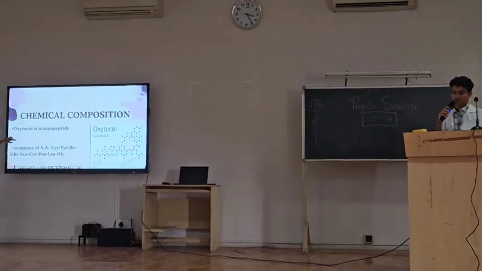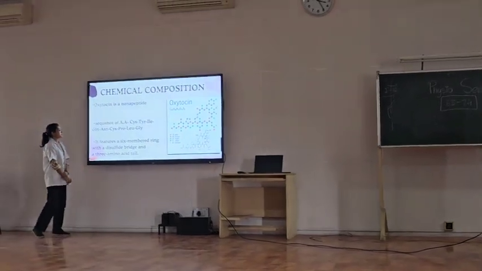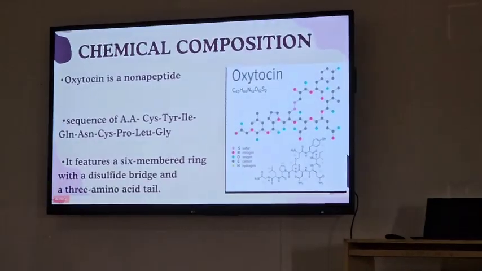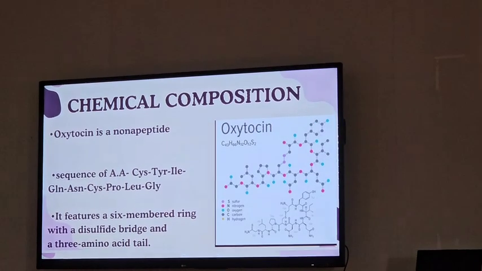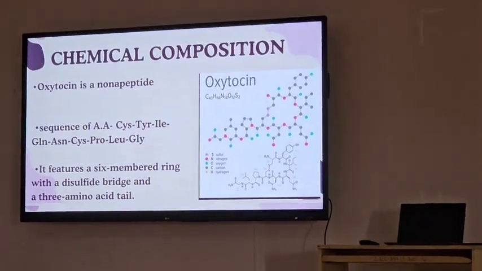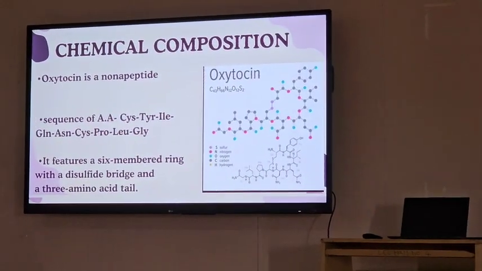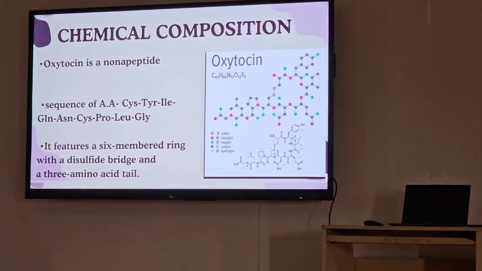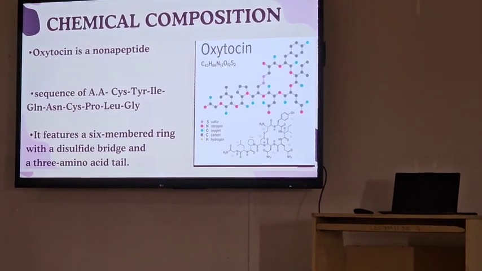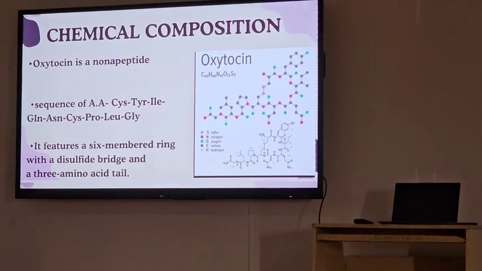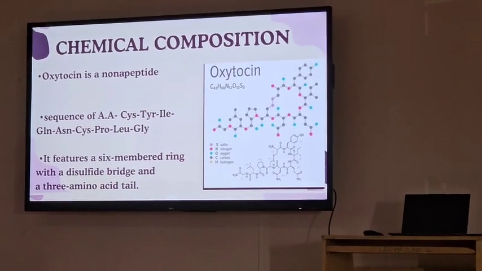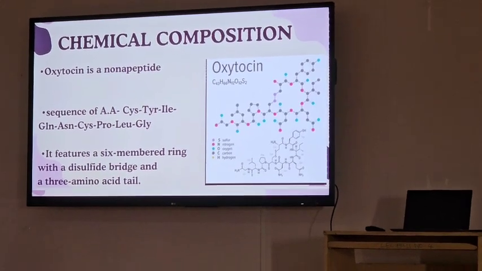Now I will brief you about the chemical composition of oxytocin. Oxytocin is a neuropeptide, which basically means that it has 9 amino acids in it. The sequence of those 9 amino acids is cysteine, tyrosine, isoleucine, glutamine, asparagine, cysteine, proline, leucine, and glycine. It's a 6-member ring with a disulfide bridge and has a 3 amino acid tail.